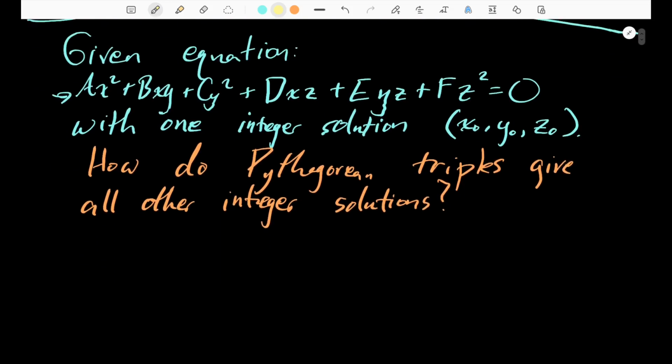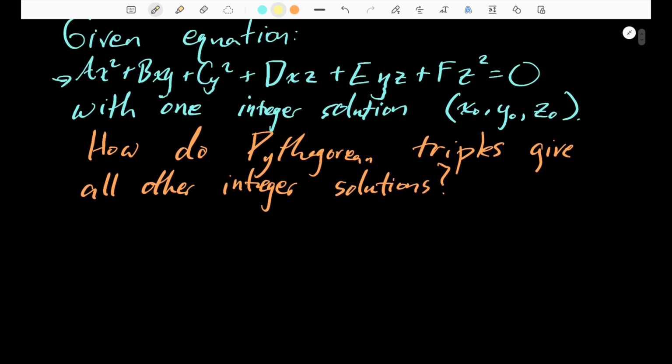And then going back to the very original topic of the video, if you have a homogeneous quadratic in 3 variables, basically we said Pythagorean triples solve all of them. And how exactly does that work? Well, you need to start with one particular solution. So we've got some x, y, z that works.